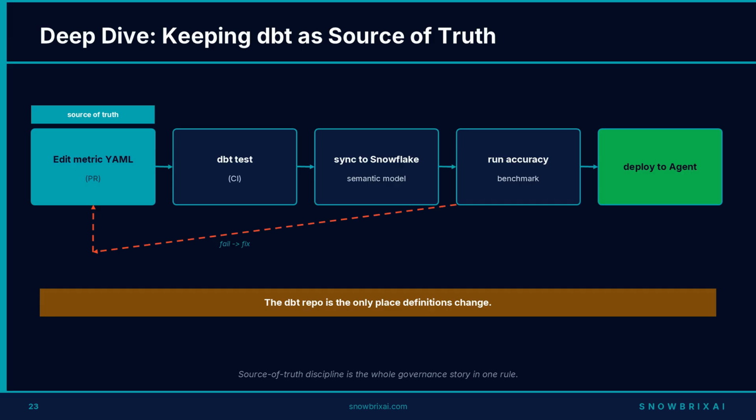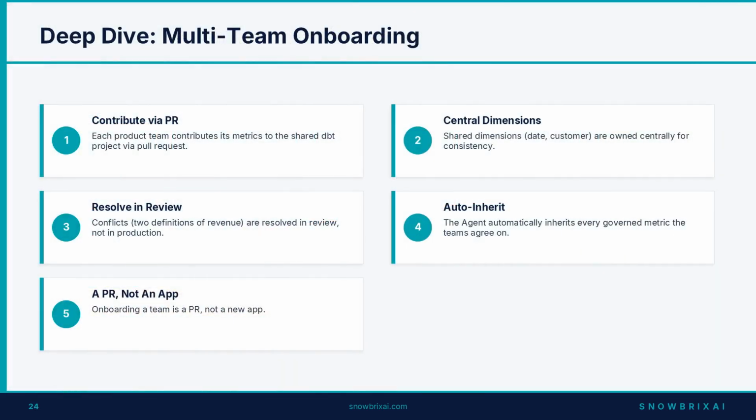Deep dive 4: keeping DBT the source of truth. Trace the change flow left to right. Edit the metric YAML in a pull request. dbt test in CI. Sync to the Snowflake semantic model. Run the accuracy benchmark. Then deploy to the agent, and see that red arrow. If the benchmark fails, it loops back to the edit: fail, then fix. Read the rule under it. The DBT repo is the only place definitions change. That discipline is the whole governance story in one line, and it is exactly what prevents the drift that caused the 40% problem.